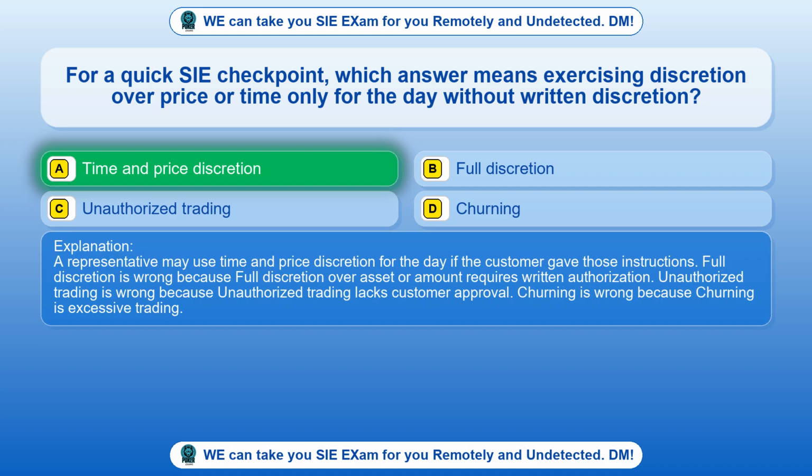A representative may use time and price discretion for the day if the customer gave those instructions. Full discretion is wrong because full discretion over asset or amount requires written authorization. Unauthorized trading is wrong because unauthorized trading lacks customer approval. Churning is wrong because churning is excessive trading.